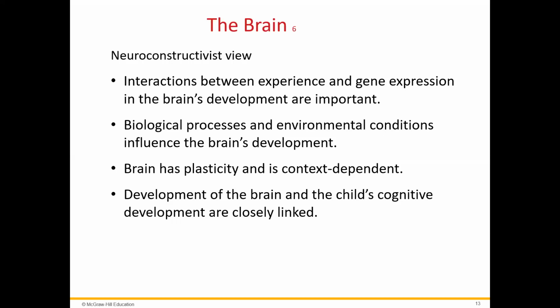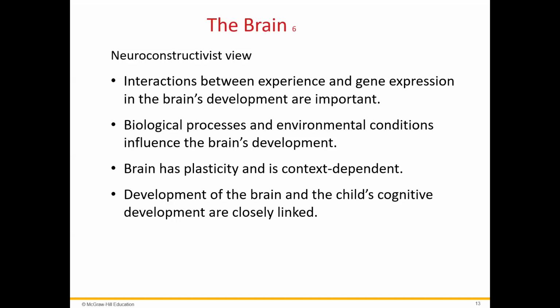The second point is biological processes and environmental conditions influence the brain's development. So both biology and environment. In both these first two, they're talking about nature and nurture, and it's stressing that nature and nurture are determining the development of the brain. It's not like the old viewpoint where it was all nature, all your genes. No, nurture, environment, adapting, experiences, these are determining how your brain ends up.